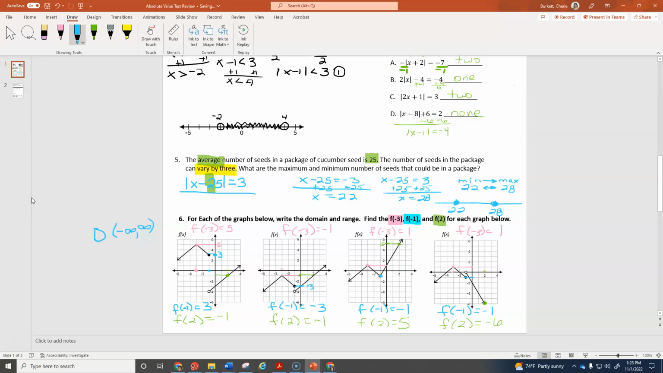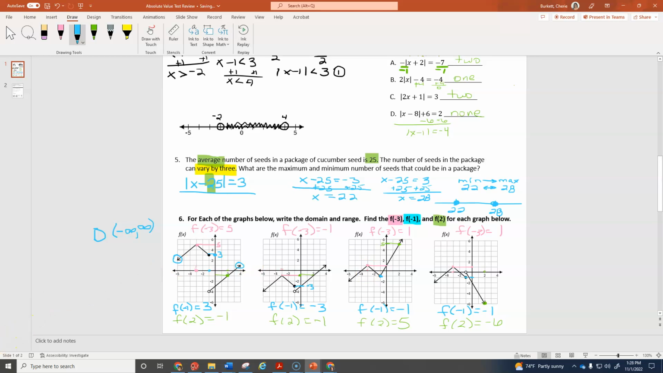This domain is going to be all real numbers, and this domain is going to be all real numbers. So the domain for all of those is all real numbers, and why? Because we've got an arrow on the left, we've got an arrow on the right. Is there a reason why I might not get all real numbers? Yes, I will show you what that is.